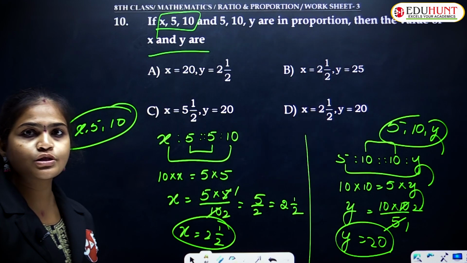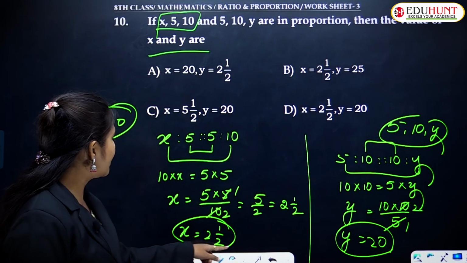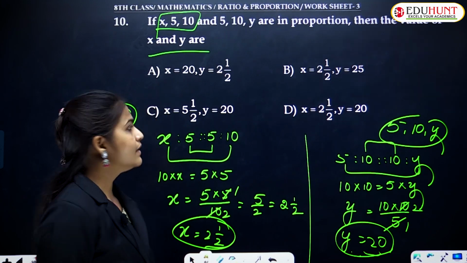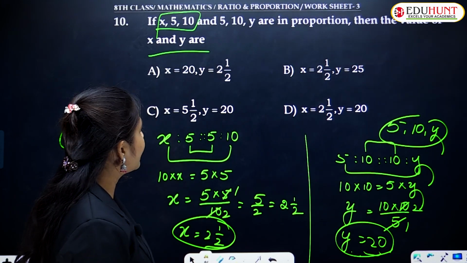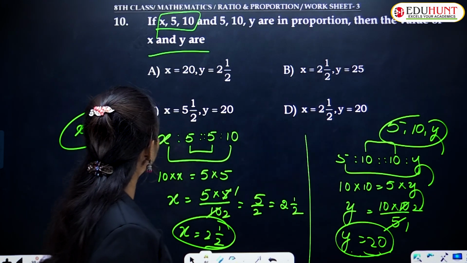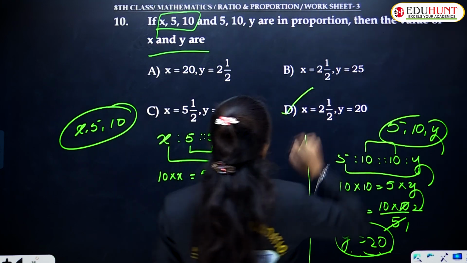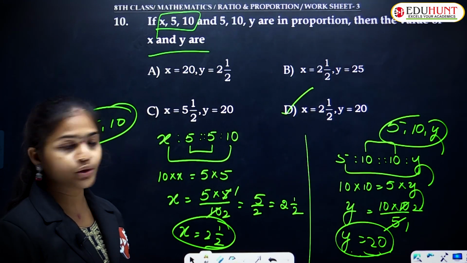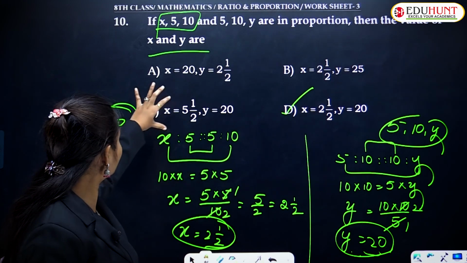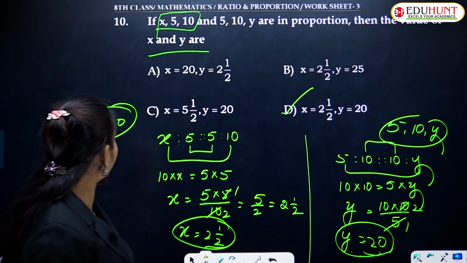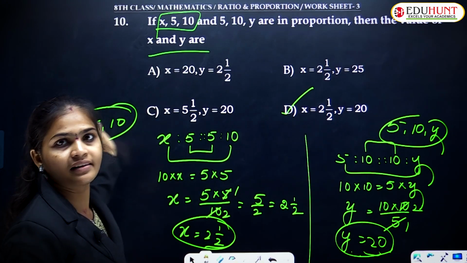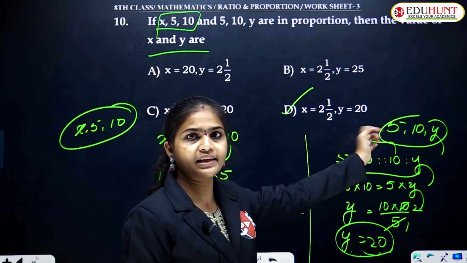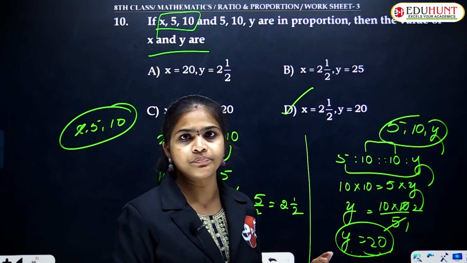Now what are the values of X and Y here? X is equal to 2.5 and Y is equal to 20. Okay, so which option is correct, ma? Here Y is equal to 20, X is equal to 2.5. So option D is correct here. If you substitute X is equal to 2.5, which means 5 by 2, at these places, then the numbers are in proportion. And in the same way, if you put Y is equal to 20, then this set of numbers is in proportion. Okay, children.